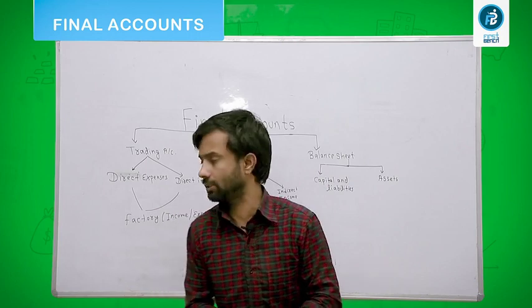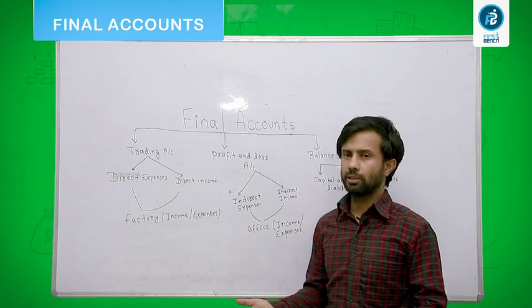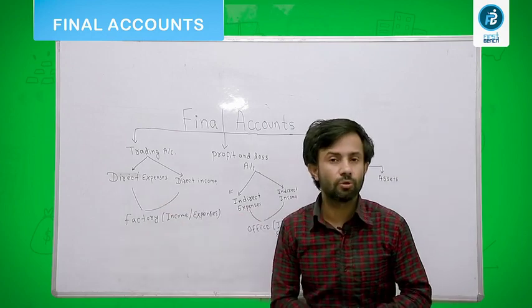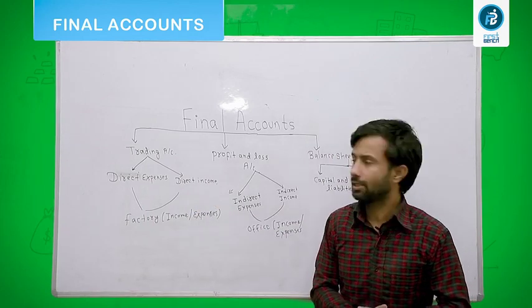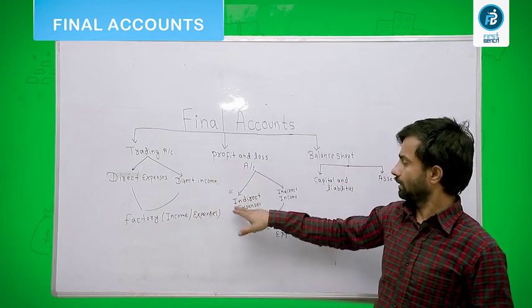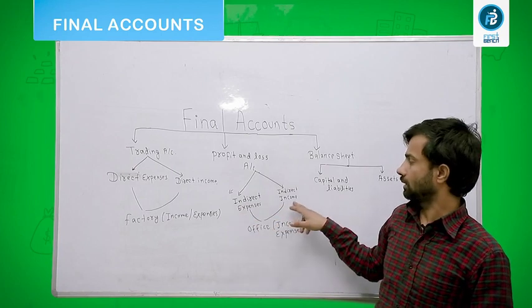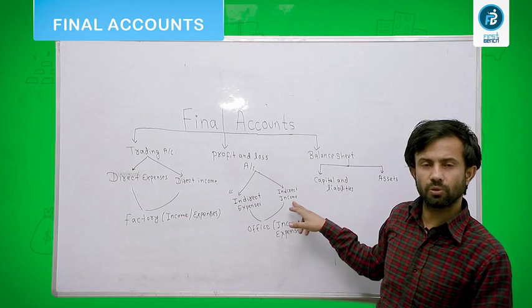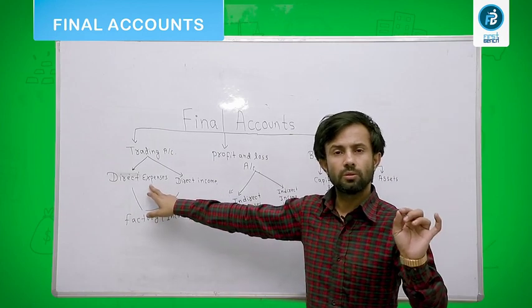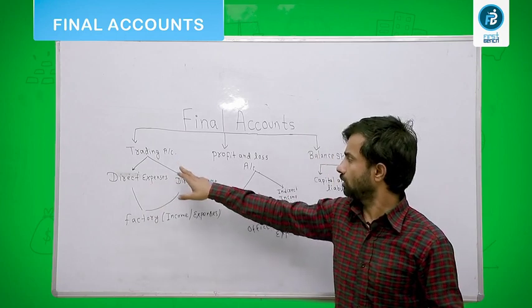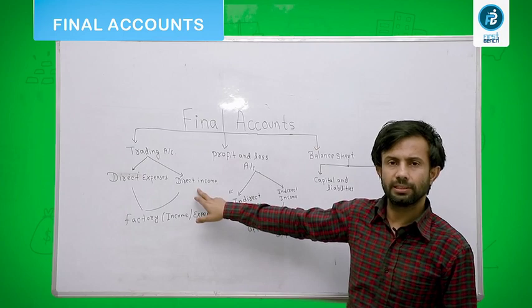So the profit and loss account is related to office income and expenses. We know that income goes to the credit side and expenses go to the debit side. So the indirect expenses go to the debit side of the profit and loss account. The indirect income goes to the credit side of the profit and loss account, and the direct expenses go to the debit side of the trading account, and the direct income goes to the credit side of the trading account.